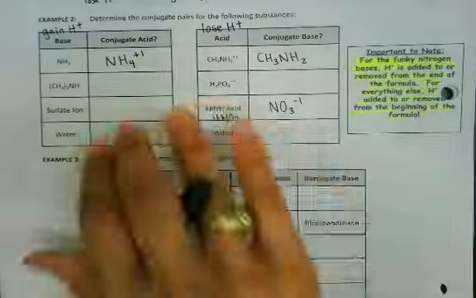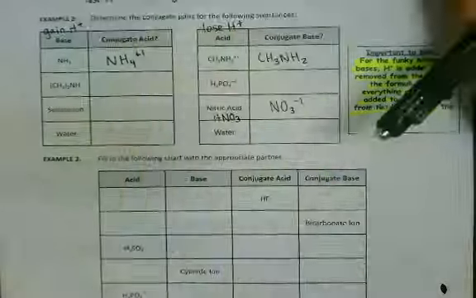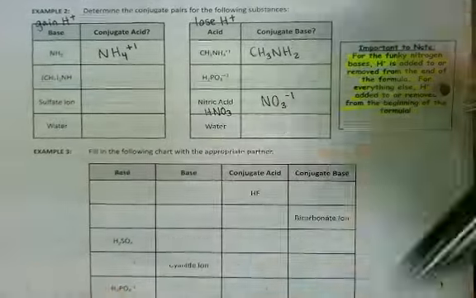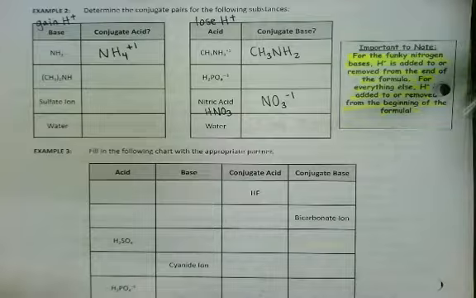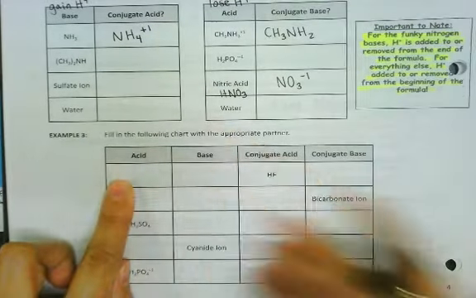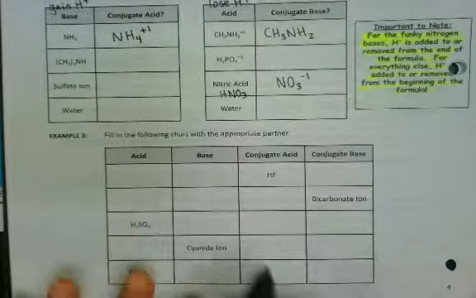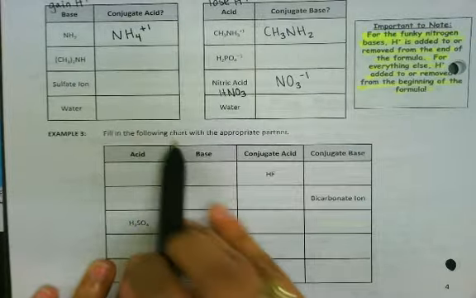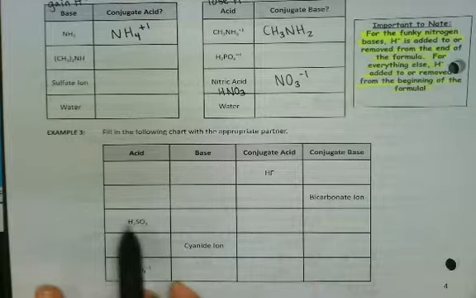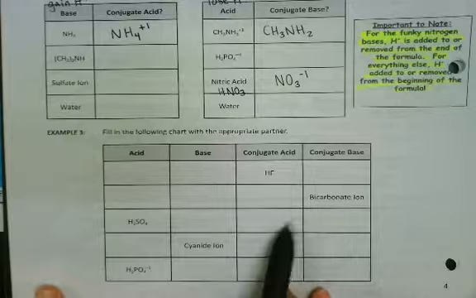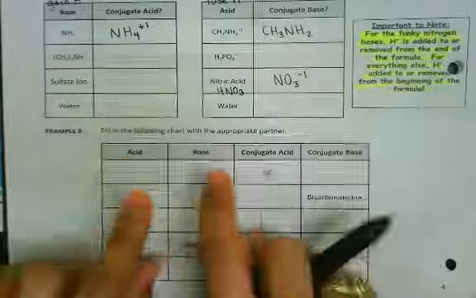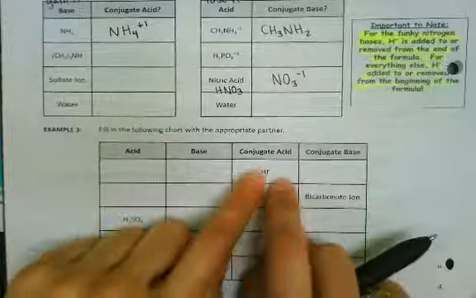So I'm going to challenge y'all to figure out the conjugate acids and the conjugate bases for these guys here in a second. I want to do one more example with you, example 3, so you know how to fill in this chart, and then y'all can check your work with me after you finish doing everything. So down here for example 3, we are asked to fill in the following chart with the appropriate partner, okay? For all of these, 2 of these blanks will stay blank. They will be crossed out, okay? What we want to do is fill in the chart with the appropriate partner.